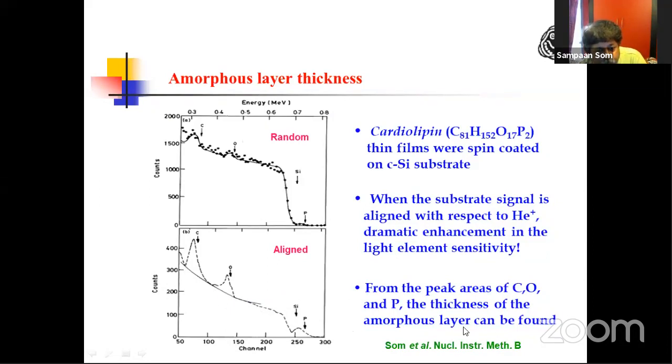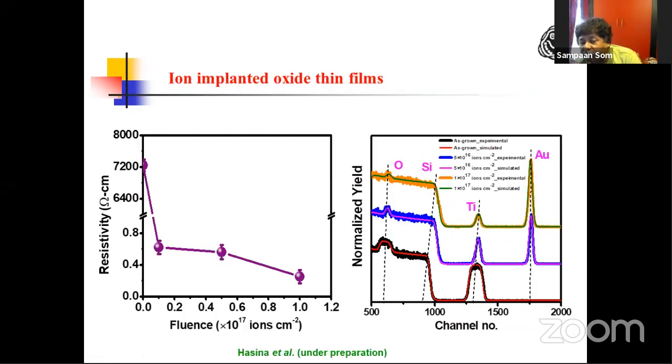When you do this background subtraction shown here, you get to see the exact amount of carbon, oxygen, and phosphorus that can be extracted. Okay, so that's a good example of how we can maximize the use of RBS, by wisely using it where the substrate has been channeled. Now, next slide, okay.